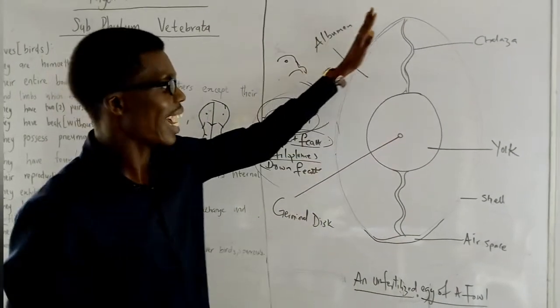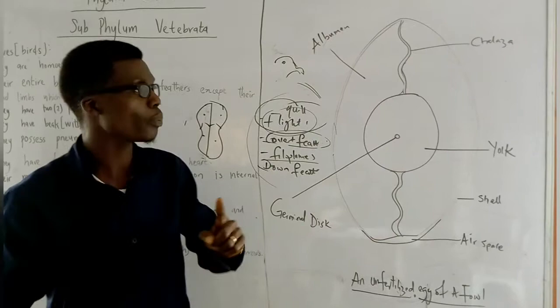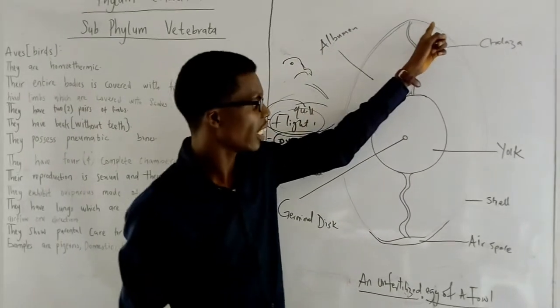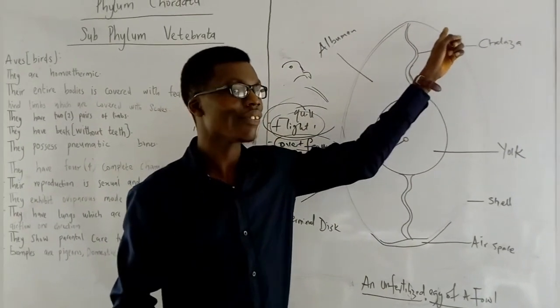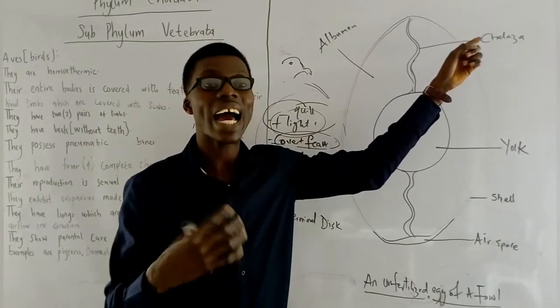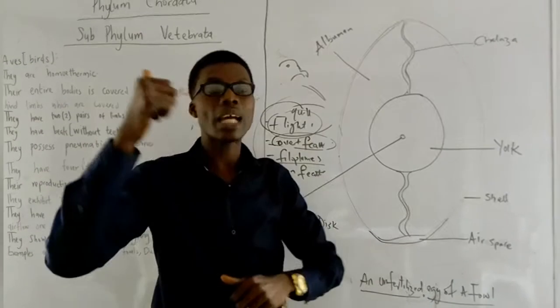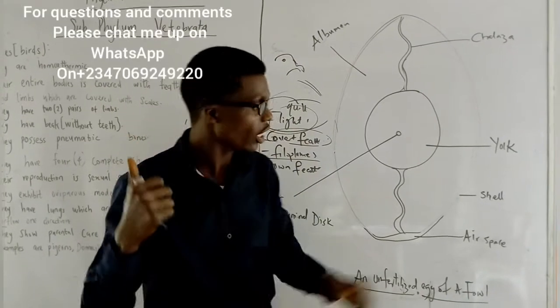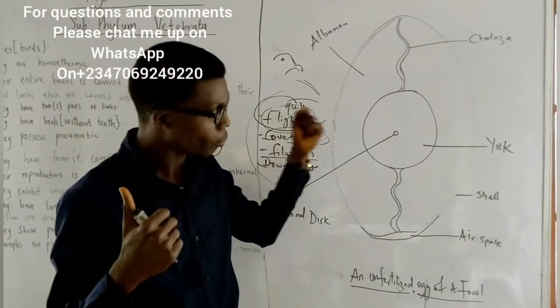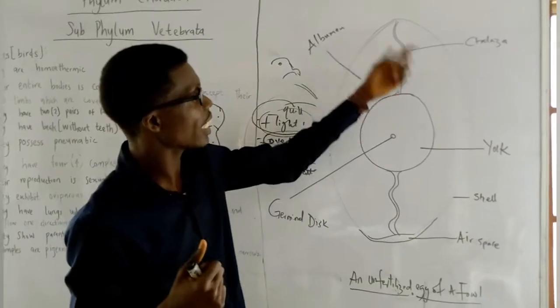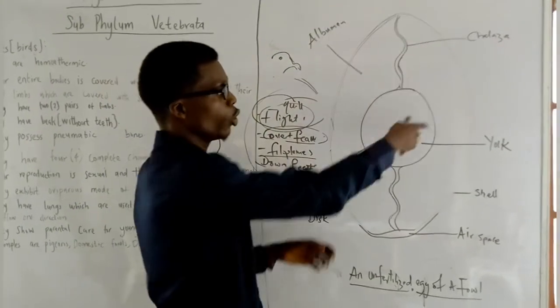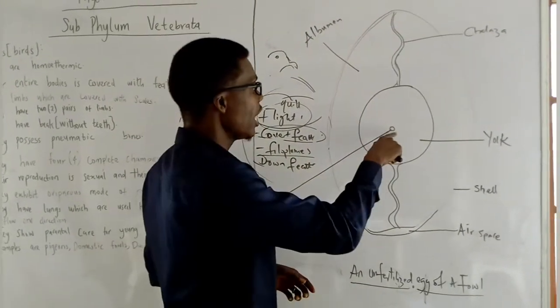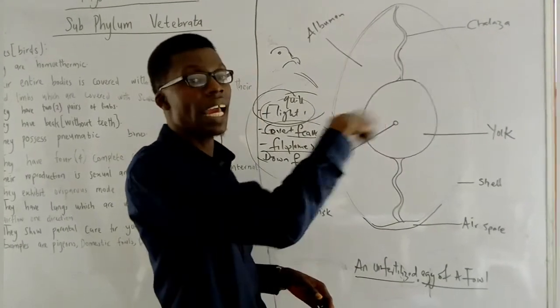So this is an egg of a chicken. Now pay attention to that. This shell is calcified. There's calcium in it, so it's hard. But in reptiles, it's not hard, it's leathery. So this one is calcified. It also has an air space. You can see here, the function of the chalaza is to hold the yolk in place, while this germinal disc will develop to form the embryo.